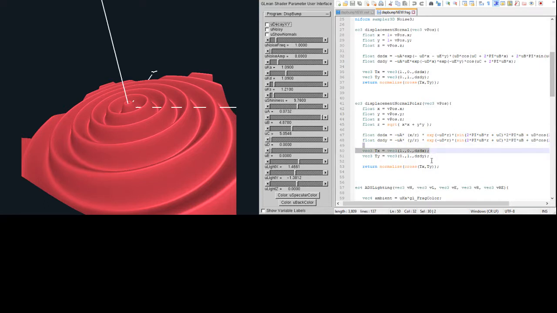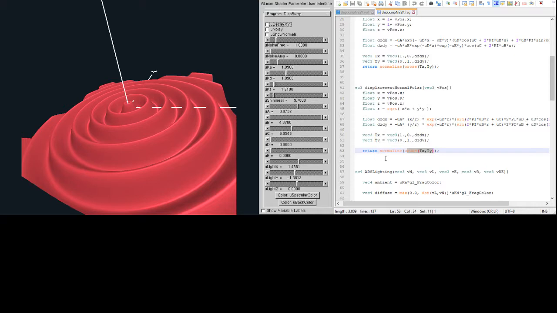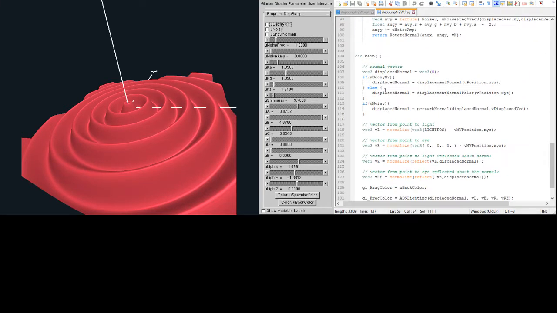I compute my tangent vectors. This is sort of like the normal vector here, and it's got two tangent vectors, one that points up and one that points across, and then I cross those two to get the vector that's normal, normalize it, and return it. And that ultimately gives me my displaced normal. Ta-da! And so from there, I can start doing my lighting.